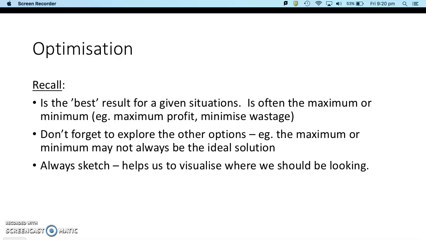When it comes to optimization, we need to really include all of the possible options in our domain, so we don't always just assume it's going to be the minimum or maximum. We really need to explore the boundaries. So our advice is always sketch. It really helps us to know where to look.